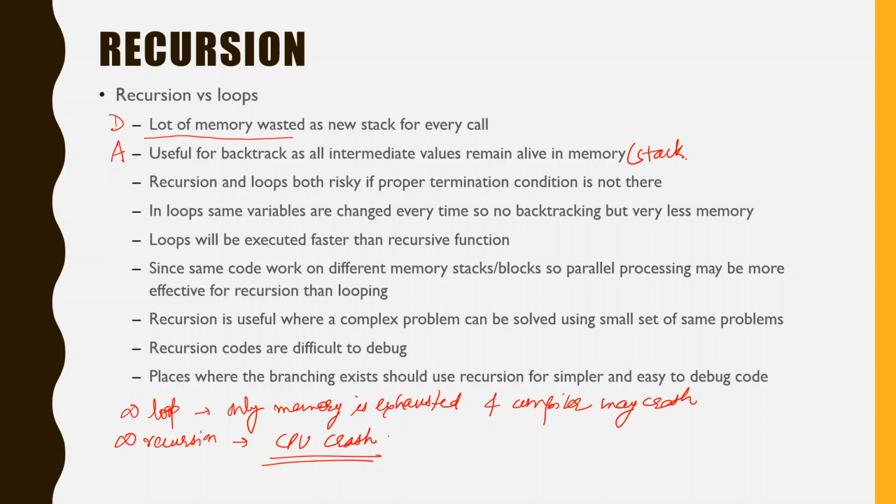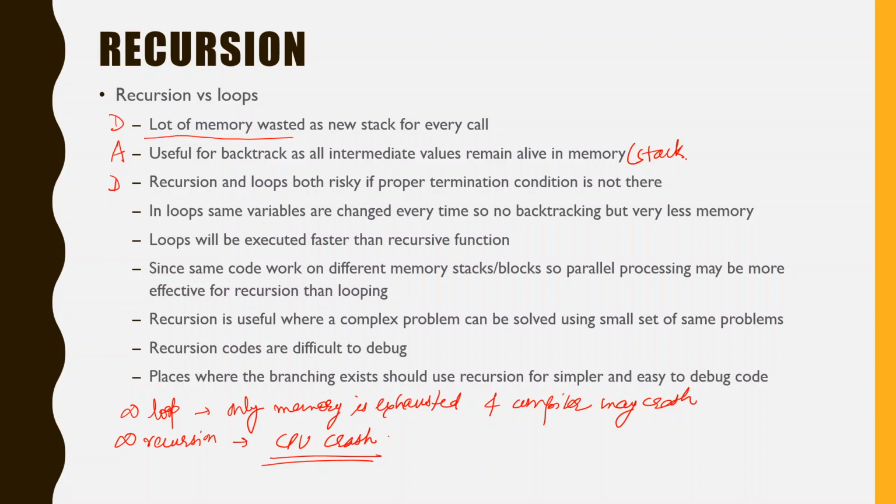So this may be taken as advantage and disadvantage both. Actually, I would not say advantage, you have to take it as a disadvantage. Now in a loop, the same variables are changed every time, so there is no backtracking, but very little memory is used. So this is a disadvantage, that backtracking is not possible with loops. But very little memory is used when we implement with the help of a loop.